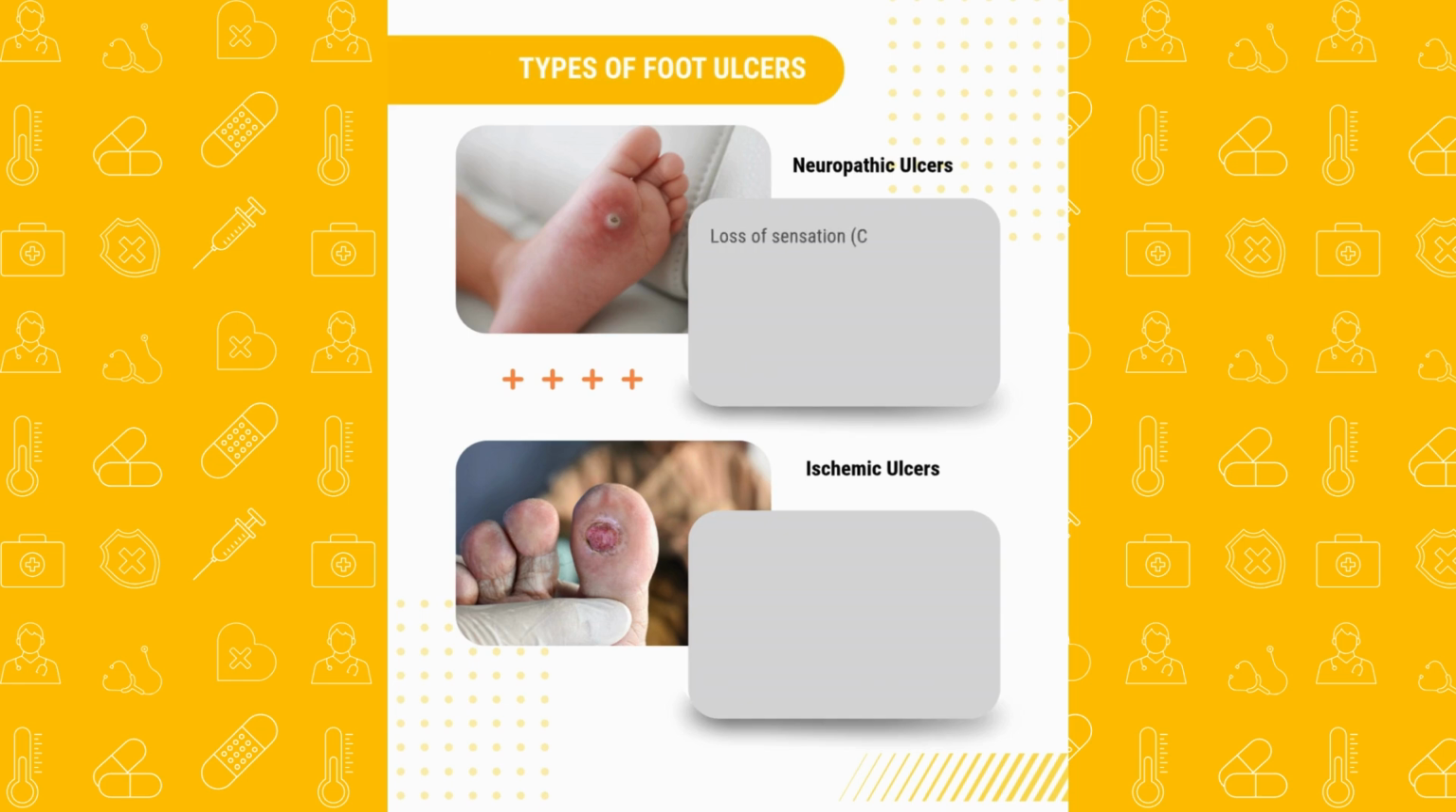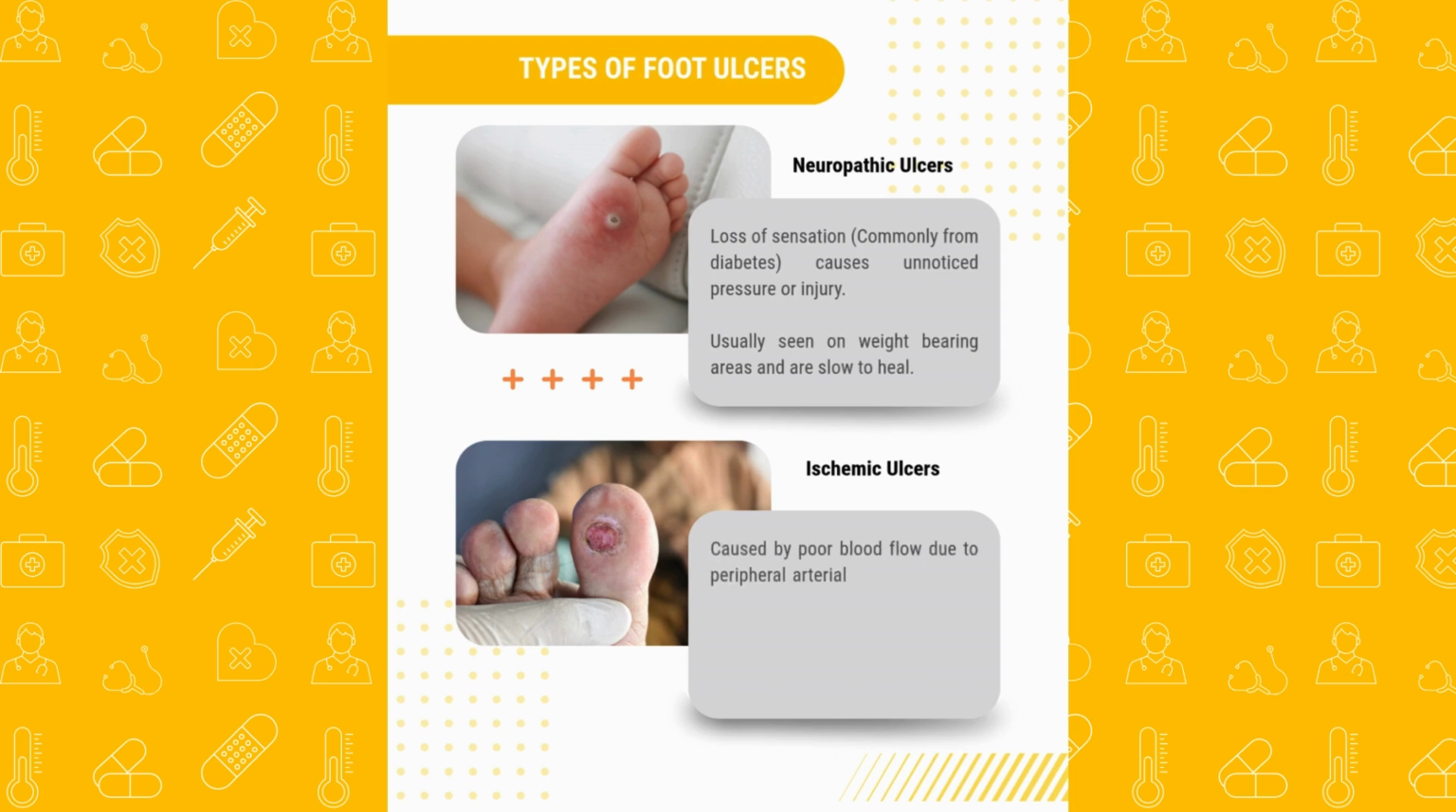Neuropathic ulcers come from the loss of sensation, which is commonly from diabetes, which causes unnoticed pressure or injury, usually seen on weight-bearing areas and are slow to heal. Ischemic ulcers are caused by poor blood flow due to peripheral arterial disease and can usually be seen on toes, lateral foot, or heel. It is painful, deep, and dry with a punched-out look.